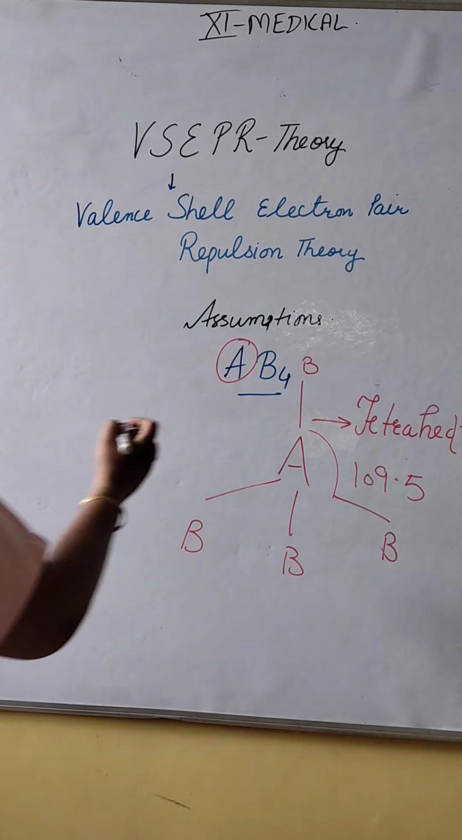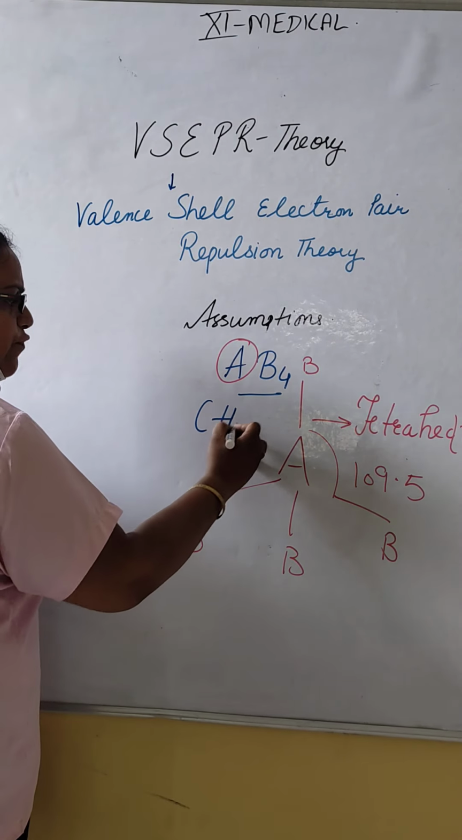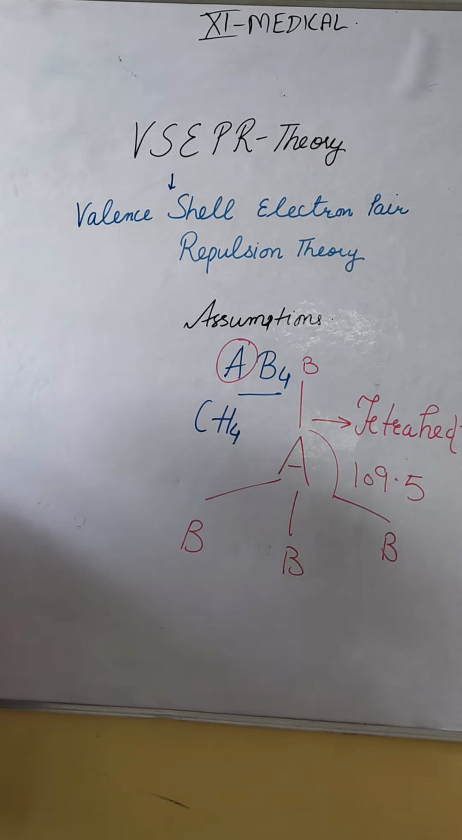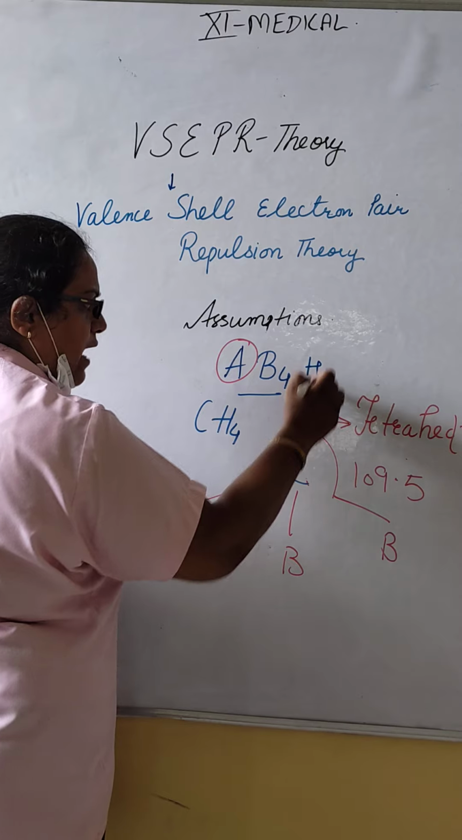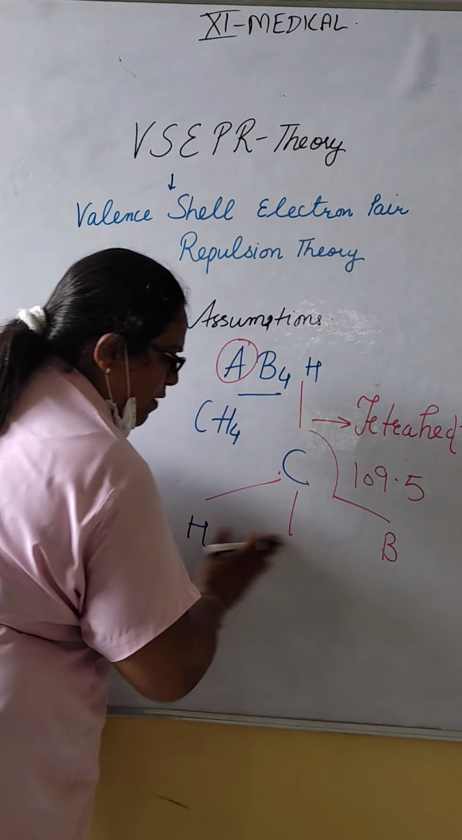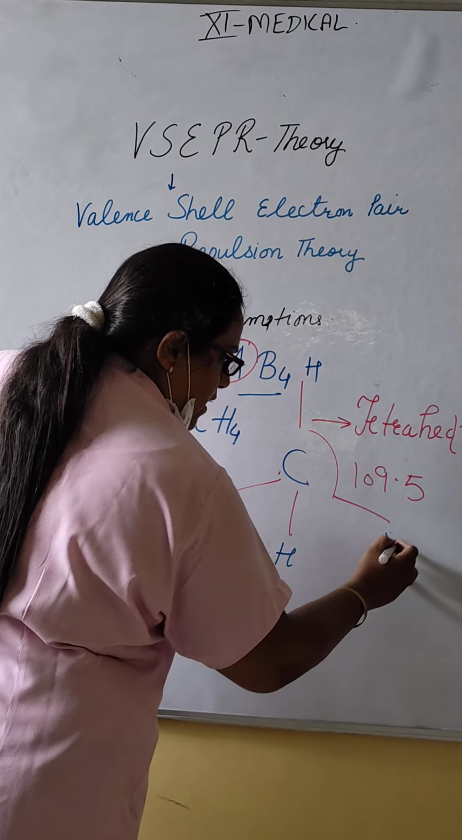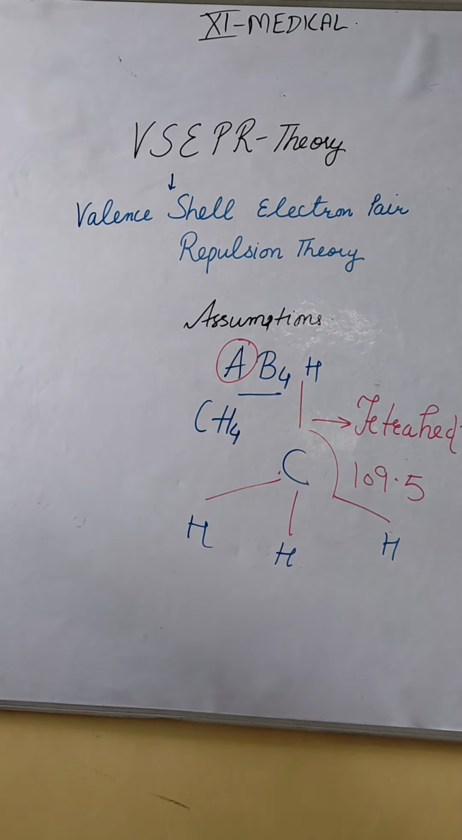Like we have CH4. What will be the central atom? C. And this is hydrogen. What is the name of the geometry? Tetrahedral. Bond angle will be 109.5 degrees.